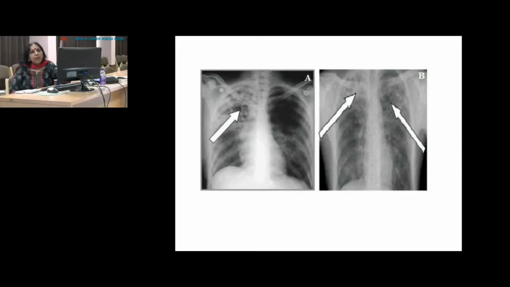TB bacilli are aerophilic. They love oxygen, so usually the lung lesions are in the upper zones. In the X-ray called B, you can see lesions in both the upper zones. Bilateral, you can see the lesions of TB. So this is what pulmonary TB usually looks like on X-ray.